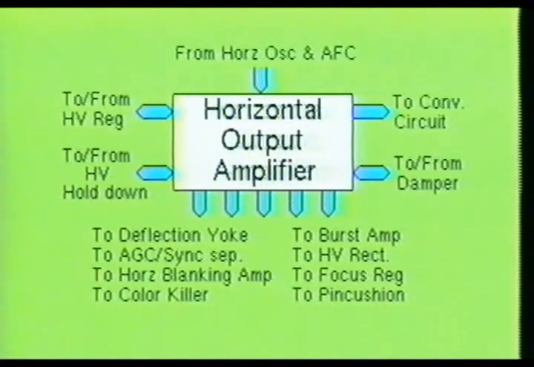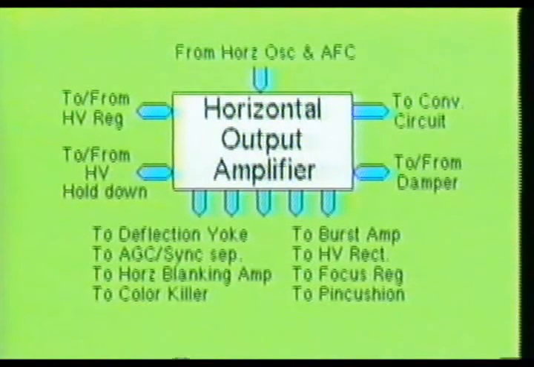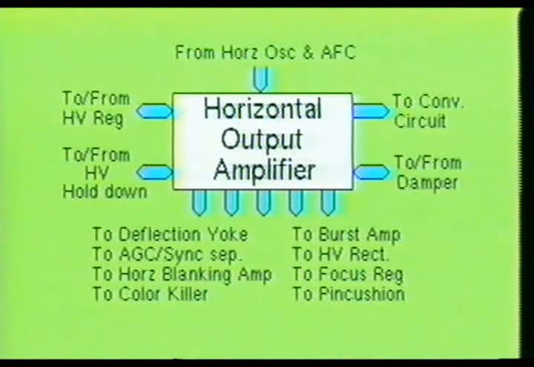The horizontal output amplifier stage is probably one of the most important stages in the color television receiver. This stage provides signals for many of the other stages located within the system. It drives the deflection yoke to produce the horizontal scanning. It provides synchronization pulses for the automatic gain control, blanking amplifier, color killer, and burst amplifier stages.